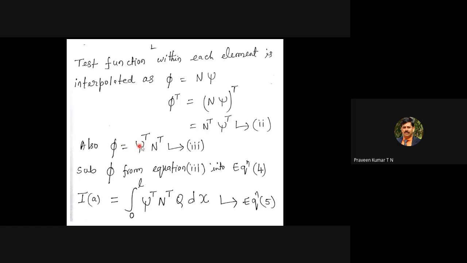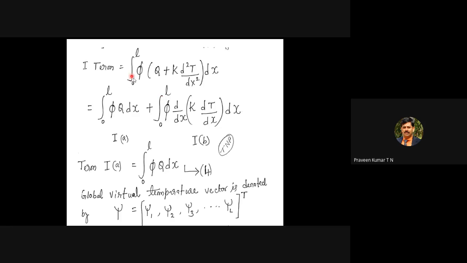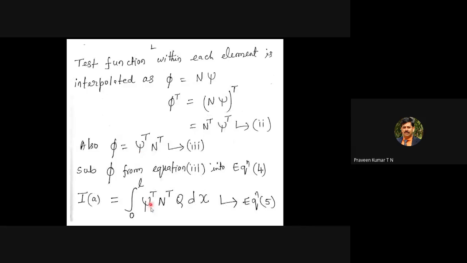Phi is equal to xi transpose into n transpose. We have the equation; in the first term, phi is replaced by xi transpose into n transpose. Same thing here: in this term also, phi is replaced by xi transpose n transpose. Q remains the same, no change, and dx remains the same.